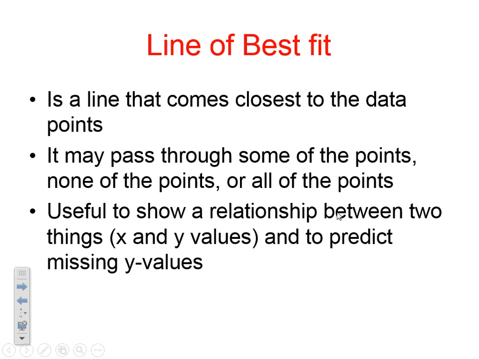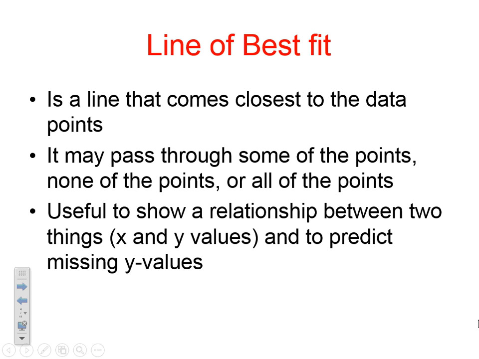So lines of best fit, let's make sure we write this down in our notes. A line of best fit is a line that comes close to the data points. It may pass through some of the points, none of the points, or every single point. That would be a strong correlation. It's useful to help us show a relationship between two things, an X and Y values, and to predict missing Y values, like I talked about before in the age and reaction time.